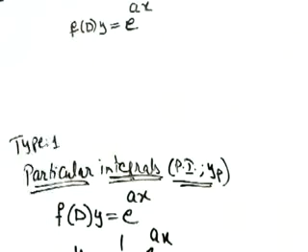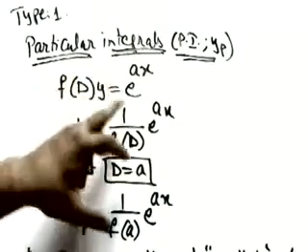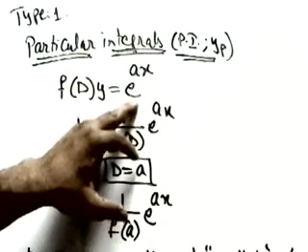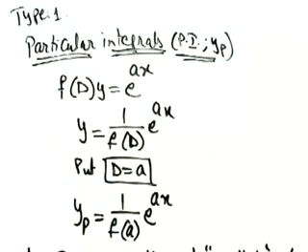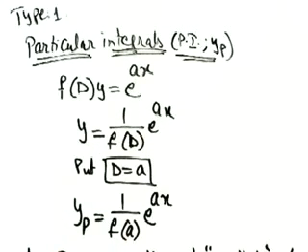What is an exponential function? Suppose e power x. So how to find the particular integral if the function on the right side is an exponential function? Let me start with type 1. To find particular integrals when we have the exponential function e power x on the right side, you bring this f of D here. So y equals 1 by f of D into e power x.